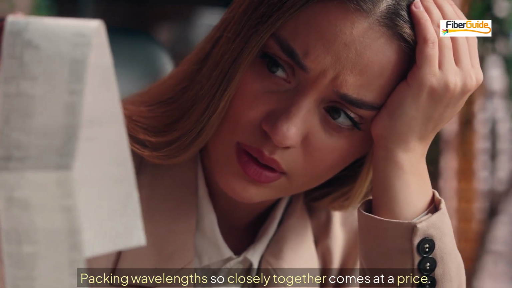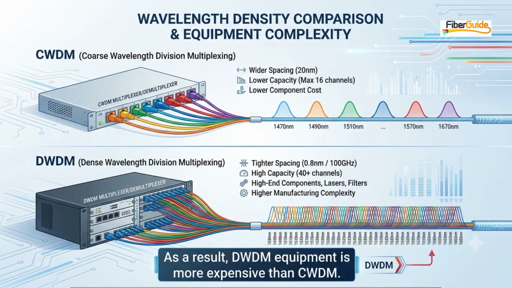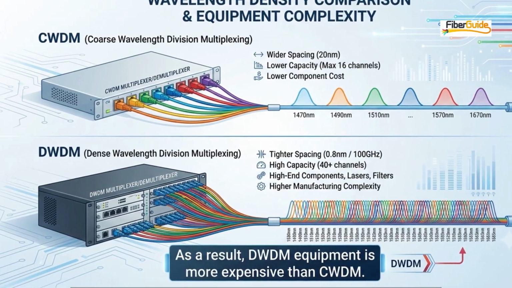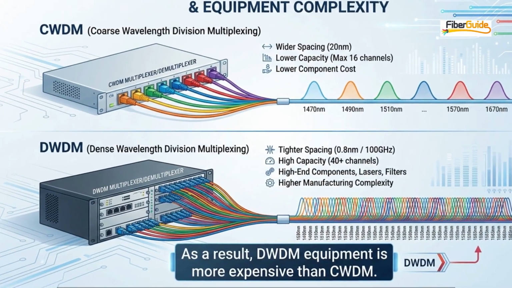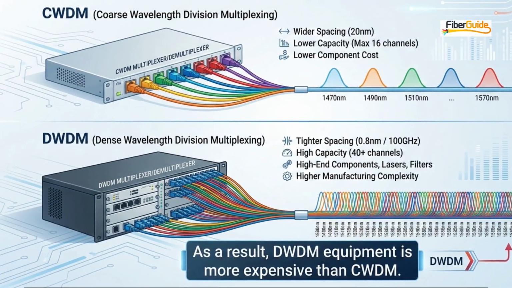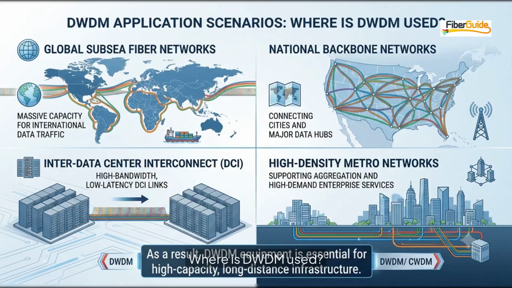Packing wavelengths so closely together comes at a price. DWDM transceivers require extremely stable lasers that are actively temperature-controlled using thermoelectric coolers to prevent wavelength drift into adjacent channels. As a result, DWDM equipment is more expensive than CWDM. However, because DWDM can transport terabits per second over a single fiber pair, the cost per transmitted bit becomes significantly lower in high-capacity networks. Where is DWDM used?